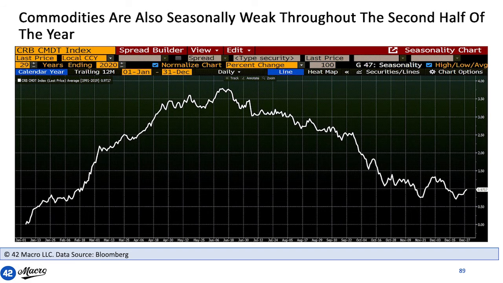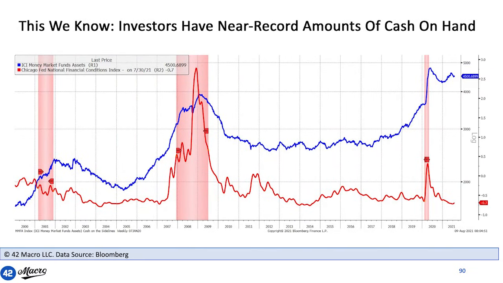On slide 90, this we know. Investors have near record amounts of cash on hand. And so they're showing the ICI money market fund assets. And it's not just investors. Now you've got corporations, you have mutual funds. So there's a lot of cash out there sloshing around on the sidelines.